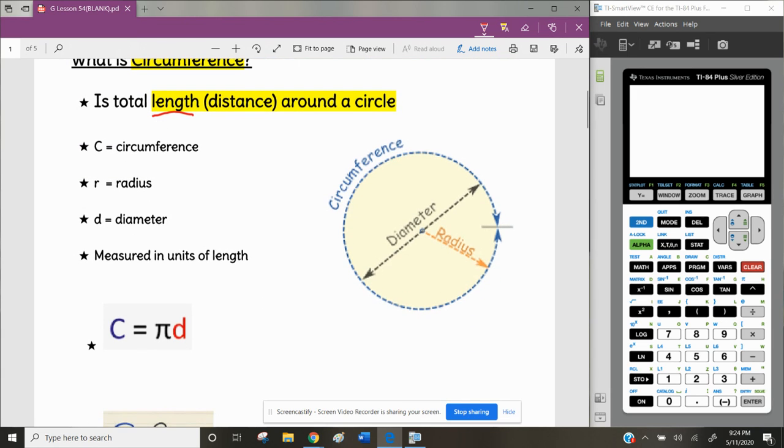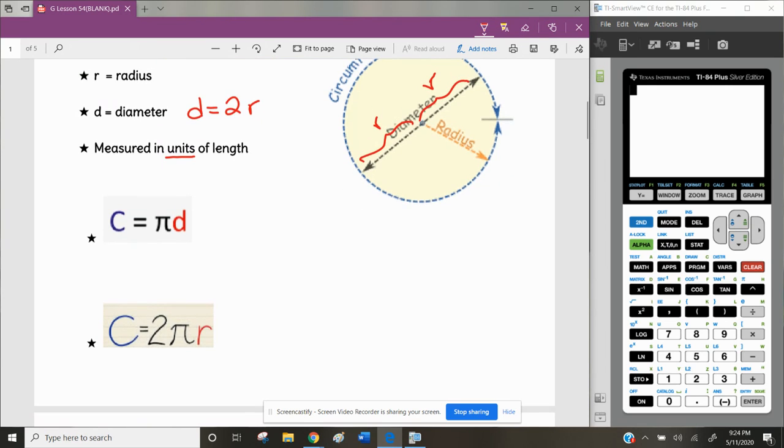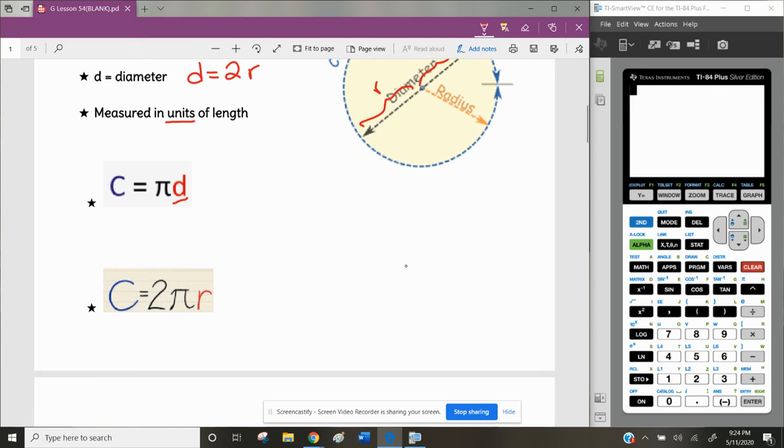So we have two formulas that we can use. C is circumference, R is radius. We know that a diameter is equal to 2 times a radius, right? This is a radius and this is a radius. And we know that since circumference is just a length around the circle, it's just going to be measured in units: feet, inches, centimeters. So just a unit of length, miles, meters, whatever it is. So you can use C equals pi times diameter, or since diameter is 2 times r, we can do C equals 2 times pi times r.